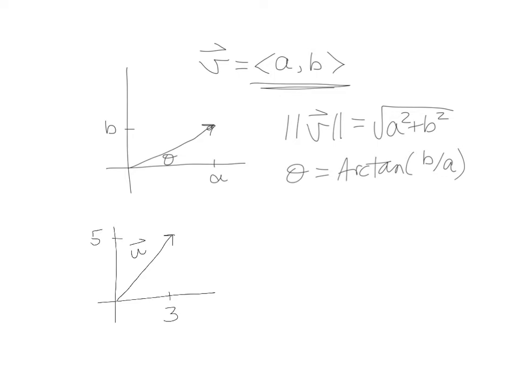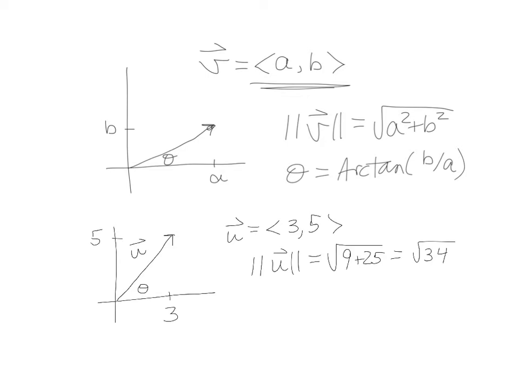So here's a specific example. Suppose the vector u is the vector 3, 5. And we want to know what its magnitude is. So you know enough about this to know that the magnitude is going to be the square root of 3 squared plus 5 squared, or the square root of 34. And the angle theta is simply going to be the arctan of 5 over 3.